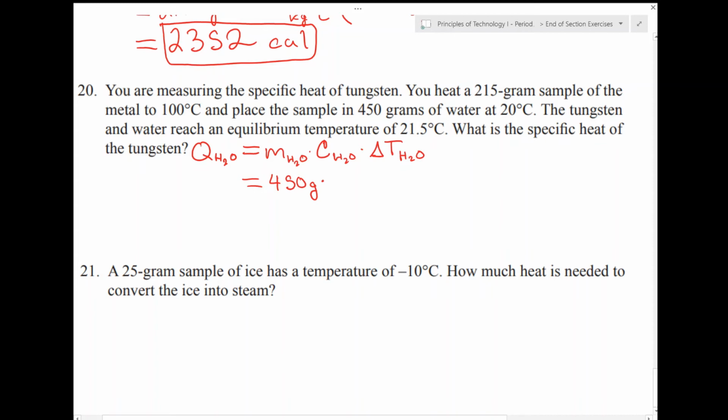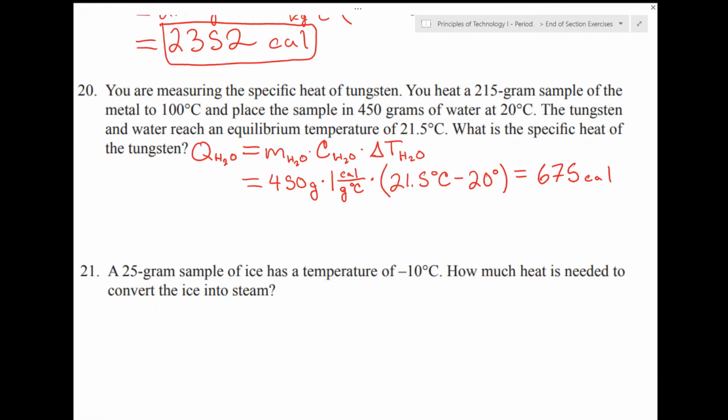We're going to multiply that by the specific heat of the water, which conveniently is 1 calorie per gram degrees Celsius. We're then going to multiply that by the change in temperature of the water, and we know that the final temperature of the water was 21.5 degrees Celsius minus the initial temperature of the water, which was 20 degrees Celsius. Calculating that gives us 675 calories of heat transferred from the tungsten to the water.